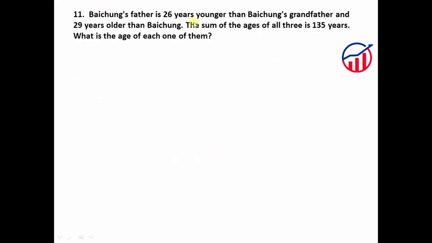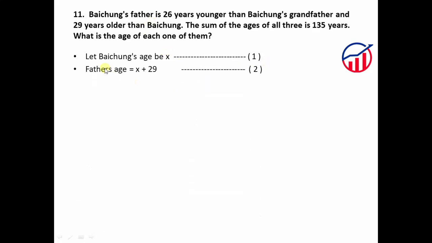Number 11. Baichung's father is 26 years younger than Baichung's grandfather and 29 years older than Baichung. The sum of the ages of all three is 135. What is the age of each one of them? So let's solve it. Let Baichung's age be x. Given that Baichung's father is 26 years younger than Baichung's grandfather and 29 years older than Baichung, father's age is Baichung's age plus 29, and grandfather's age is what?